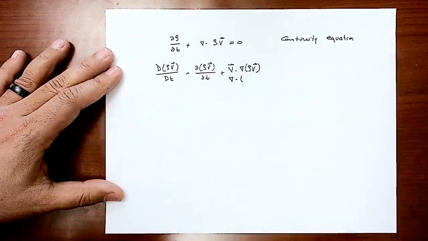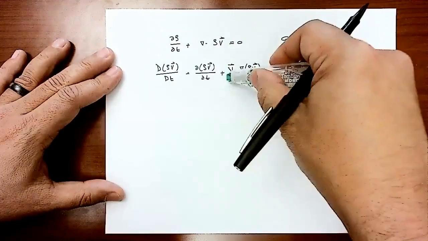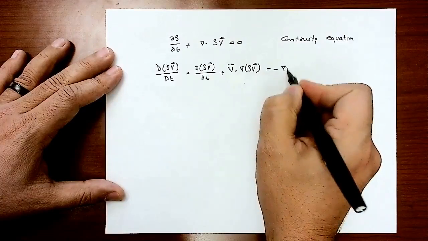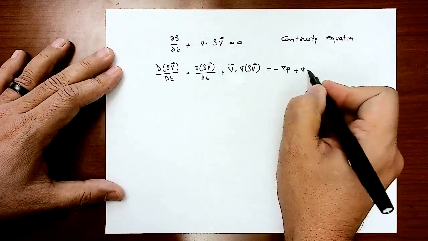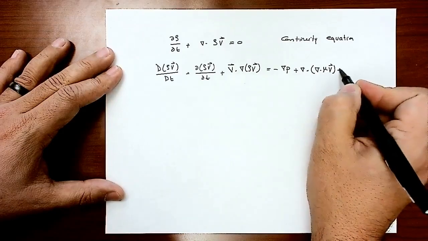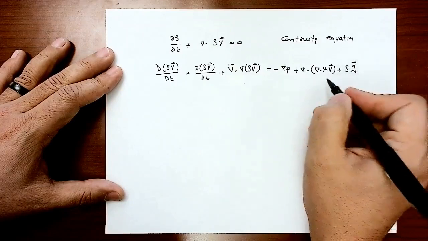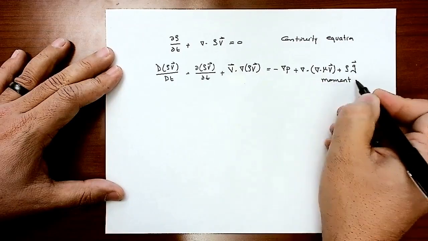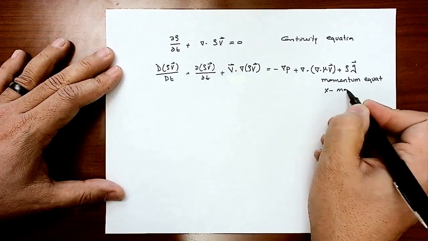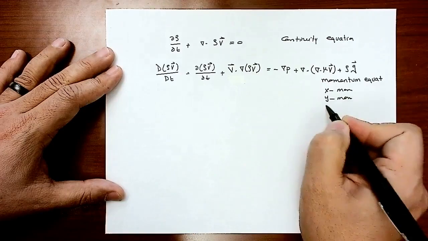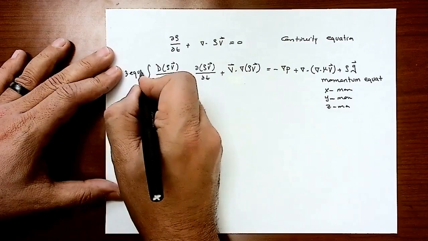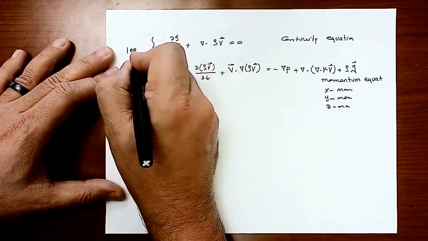Let's keep it that way here for the momentum equation, so it doesn't confuse anyone. It's equal to minus nabla p plus nabla dot mu nabla v plus rho g. That's actually the momentum equation, and you can derive out of it the x momentum, y momentum, and z momentum. So this is going to be 3 equations, and the continuity is 1 equation.